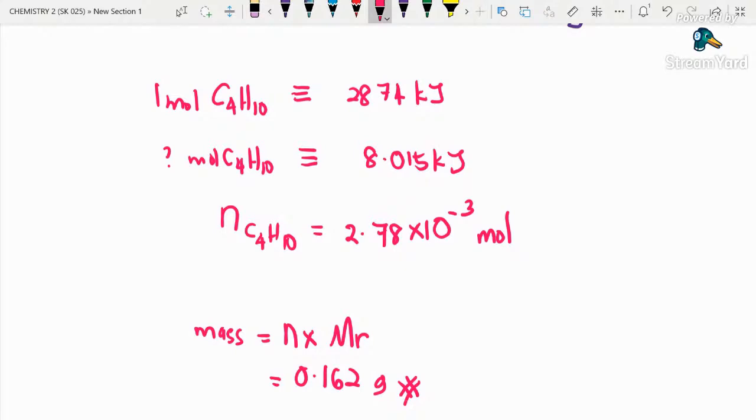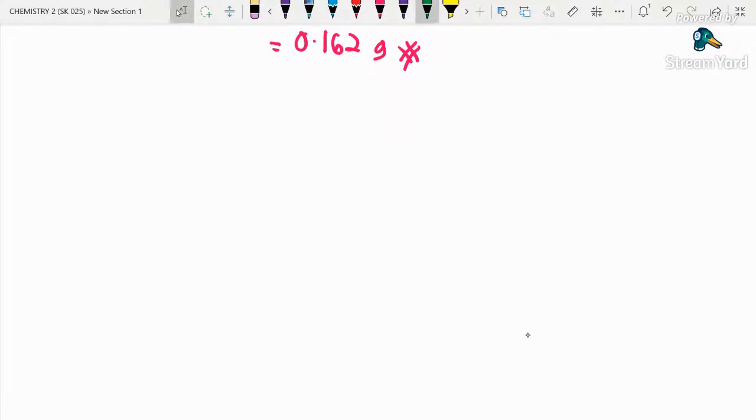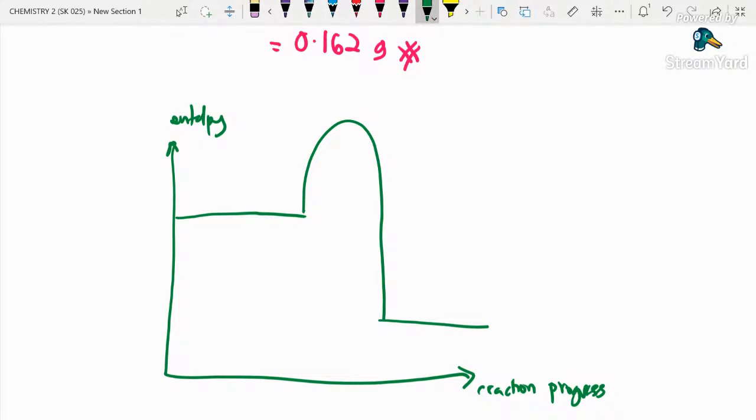The last one: draw the energy profile diagram for the reaction. We know that combustion is an exothermic reaction because it releases energy. So this is the reaction progress or pathway, and this is the enthalpy. The line must go from high to low because they release energy. Who sits at the top?